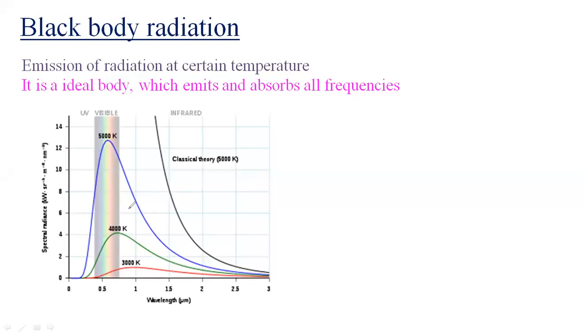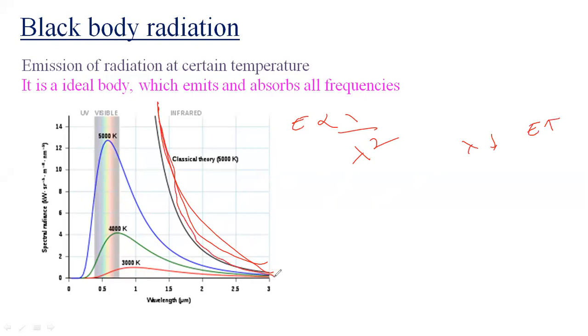See here, you can easily understand. First the IR region. This is the classical theory, where the energy should increase like this, because according to Rayleigh and Jeans, the energy is inversely related to lambda square, 1 by lambda square. That means if you decrease the lambda, the energy should increase by 2 times. That is the case here, but it is increasing at higher wavelengths.